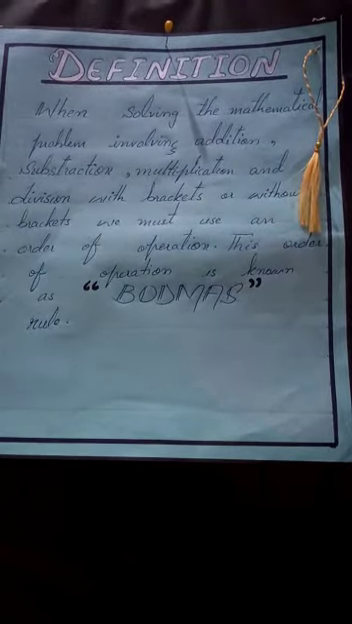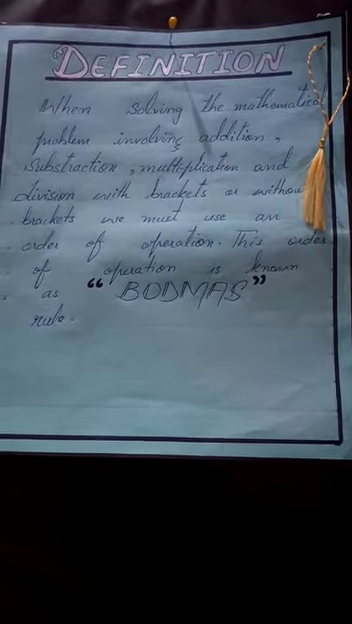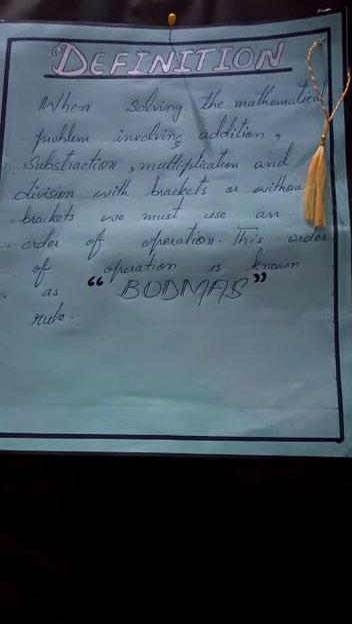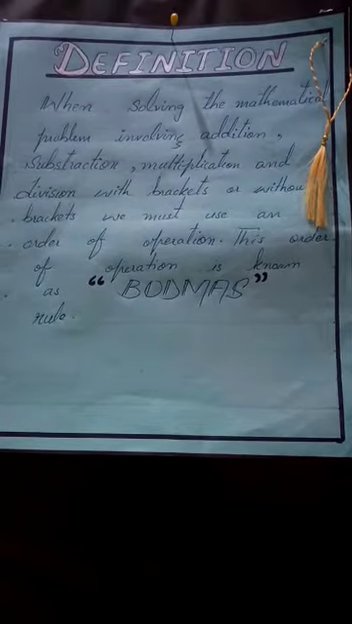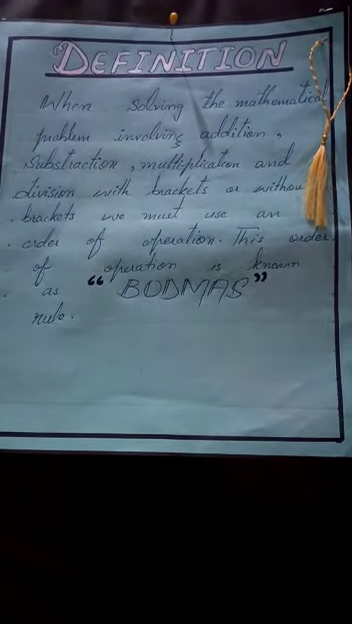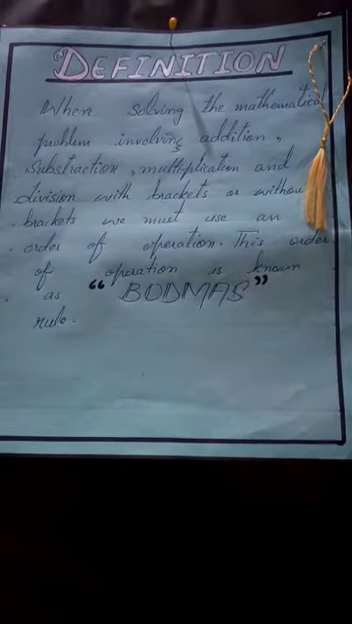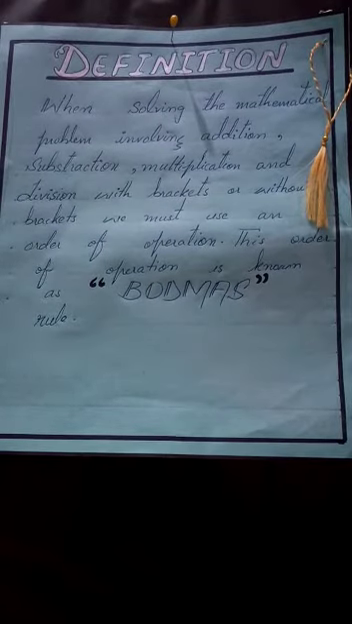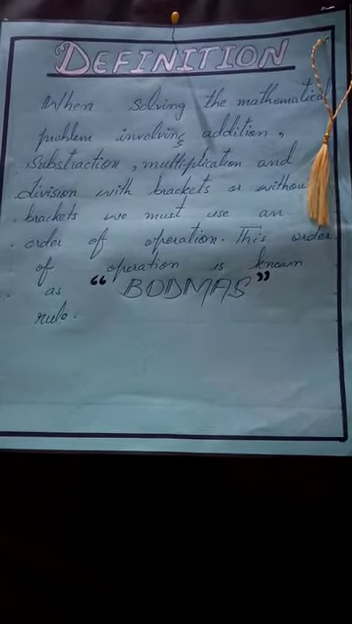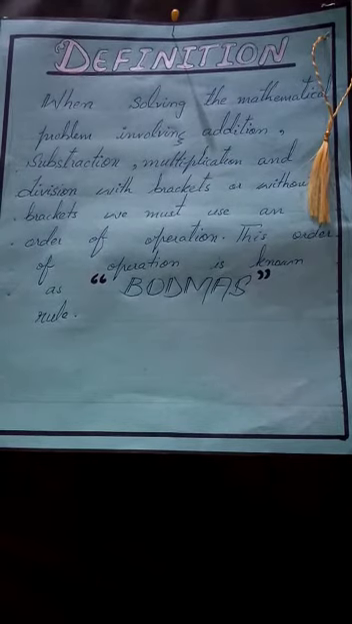So, moving on to the definition. The BODMAS rule is defined as: when solving a mathematical problem including addition, subtraction, multiplication and division, with brackets or without brackets, we must choose an order of operations. This order of operations is known as the BODMAS rule. So, moving on to examples.